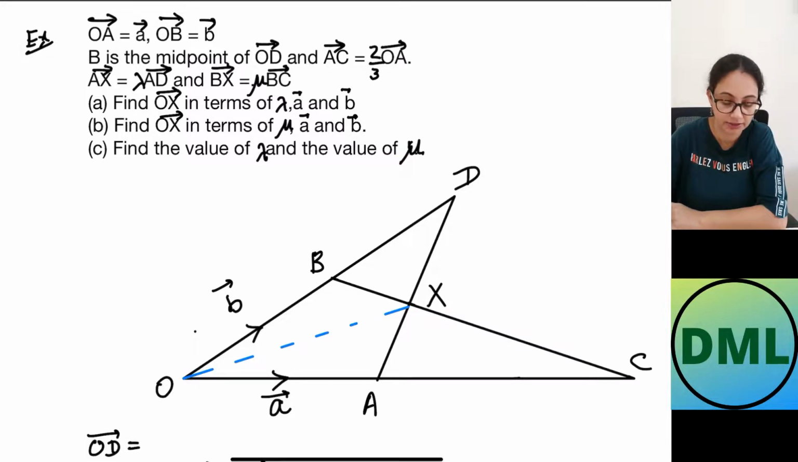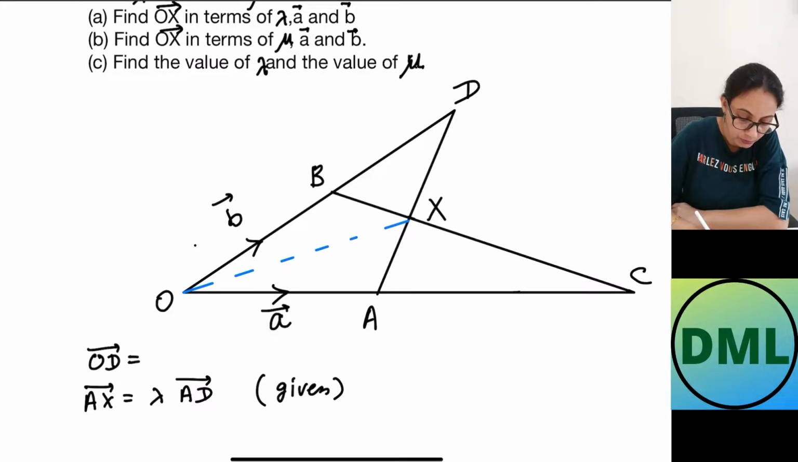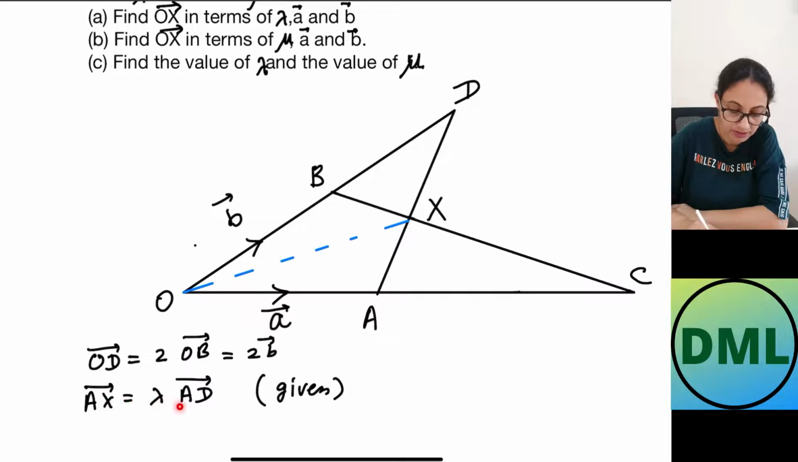As it's given to us that B is the midpoint of the vector OD, so I can write down the vector OD as 2 times of vector OB, that is double of the vector OB. So OB vector is vector B. Now it is given to us that AX vector is equal to lambda times of AD vector. From this condition, I will find out the first answer for the vector OX.